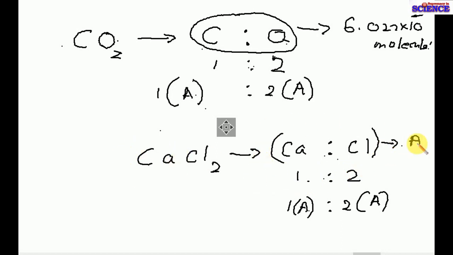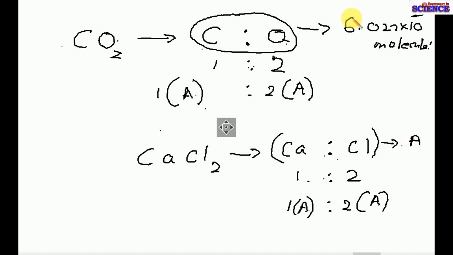Assume you have Avogadro number of calcium chloride molecules. In that, how many calcium atoms are there? According to the ratio, it's 1, so 1 atom per molecule. So if there are Avogadro number of molecules, there should be 1 times Avogadro number of calcium atoms. And for chlorine, 2 times Avogadro number of atoms, because for 1 molecule of calcium chloride you have 2 atoms of chlorine. So get the mathematical idea very cleanly.